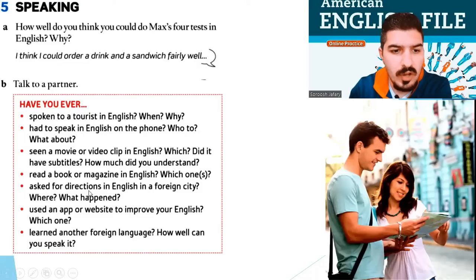Have you ever asked for directions in English in a foreign city? Where? What happened? Have you ever used an app or website to improve your English? Which one? Have you ever learned another foreign language? How well can you speak it?